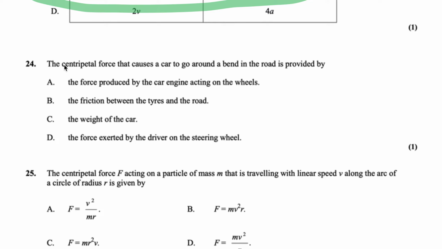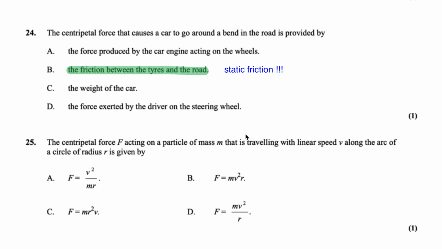Then they ask what provides the centripetal force that makes the car go around the road. It is provided by the friction between the tire and the road. In the exam, they must ask you what type of friction. We know this is static friction. Although the car is traveling, it's not moving up and down the incline, so this is static friction. Then for question 25, if you remember it correctly, you must choose D.